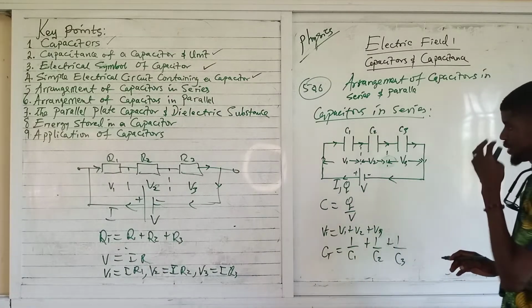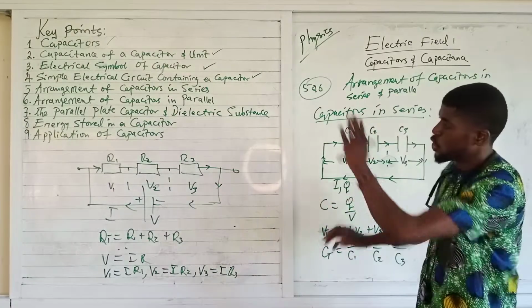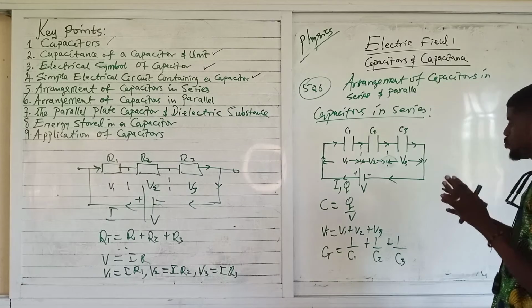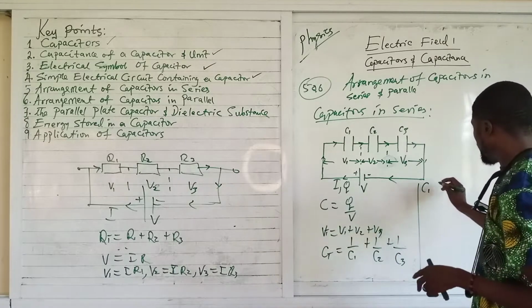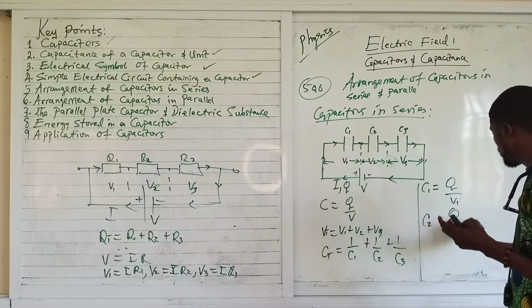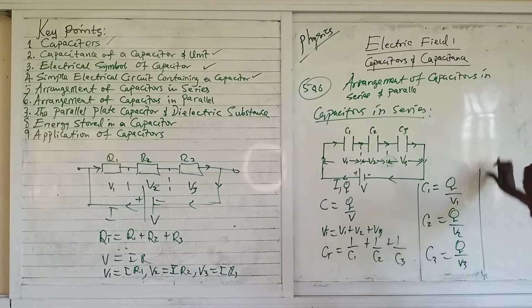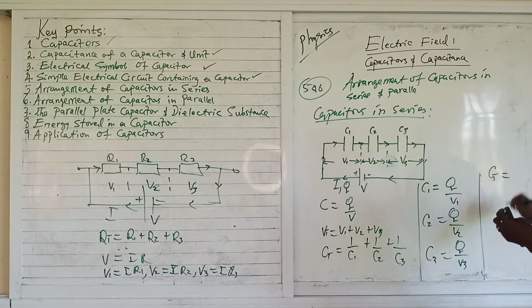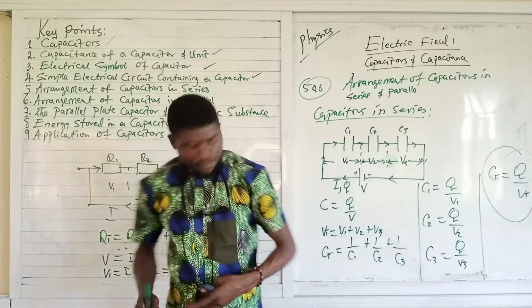Now, it will interest you to know that the combined capacitance is added as if resistors are connected in parallel. That is one thing you need to know. So from this equation, we can say that our C1 is equal to Q over V1, our C2 equals Q over V2, and our C3 equals Q over V3. Such that our CT equals Q all over VT.